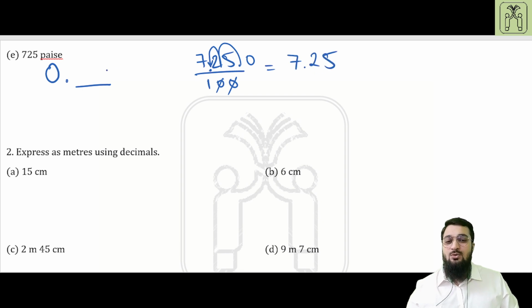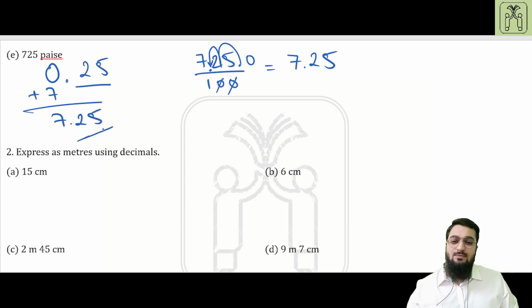After that, we'll write the concerned digits as they are, corresponding to their placement with respect to the decimal point. That is, things on the right will be written on the right, things on the left will be written on the left. So we'll write 25 over here, and this 0 will be added with 7 because it is on the left, and 7.25 will be the final answer in rupees. Okay, so this will be the answer.